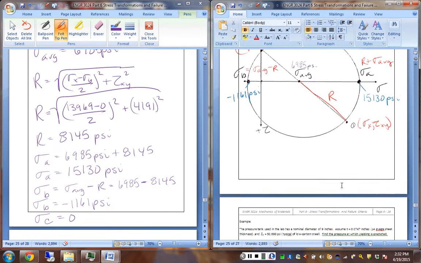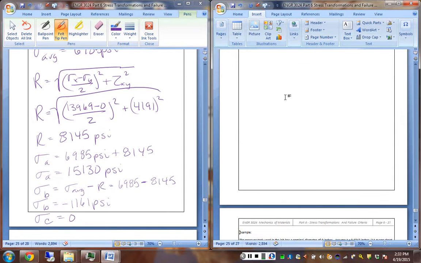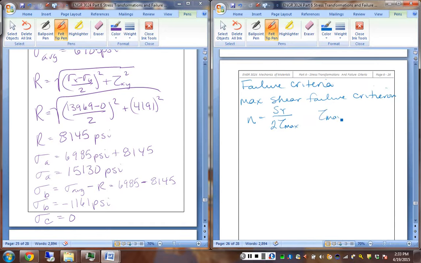Now, moving on to our failure criteria. We were first asked for the max shear failure criteria, which is defined as factor of safety is the yield strength of the material over 2 times that maximum shear, where the maximum shear is sigma 1 minus sigma 3 over 2.